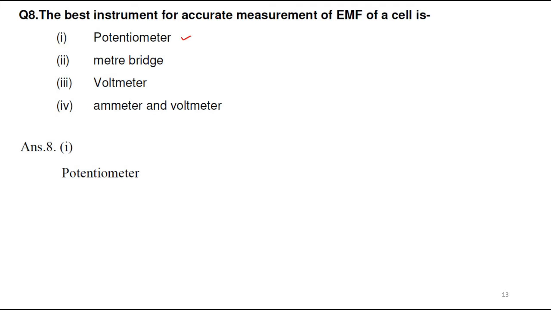Potentiometer is fine because it depends on what is known as the null deflection method. Null deflection means you take the reading when the galvanometer shows zero deflection. It means it doesn't depend on what current is flowing in the circuit at that instant. Then it shows zero deflection. So potentiometer is better.